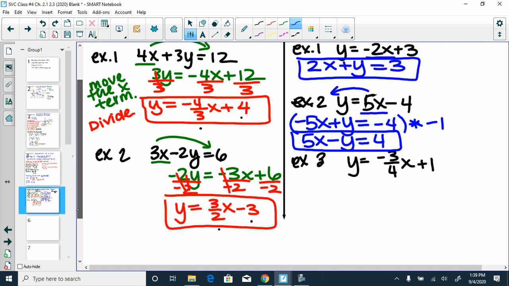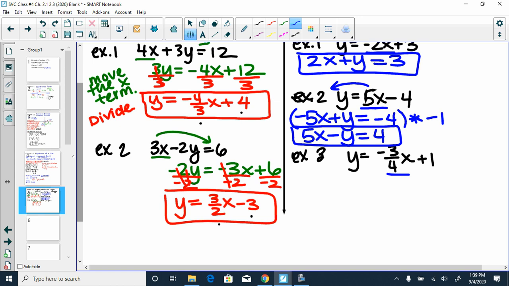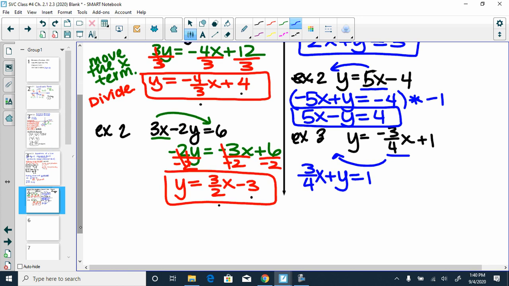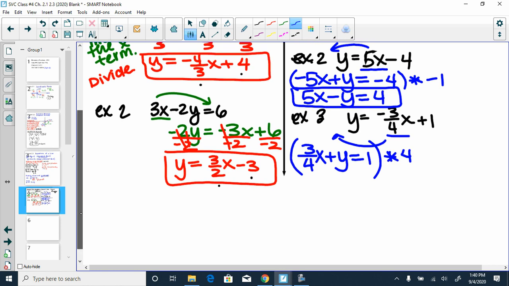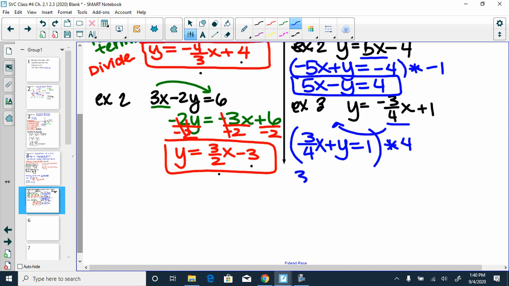Okay, and lastly, example 3 has another little curveball in it. If I take my x part and I put it on the other side, it becomes positive 3/4 x plus y equals 1. Okay, so it turned positive, so we're good. But I have a fraction now. I am not allowed to have fractions. So instead of multiplying by negative 1, we are now going to multiply the entire equation by 4. And if you multiply the 3/4 x by 4, the 4's cross cancel, and you are just left with 3x. Then you have 4y, and 1 times 4 is 4.